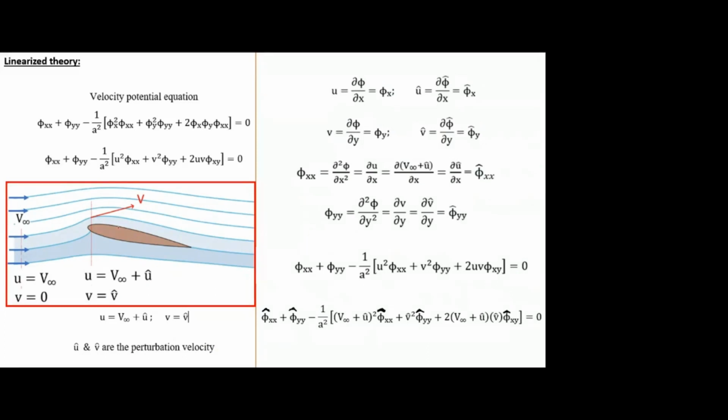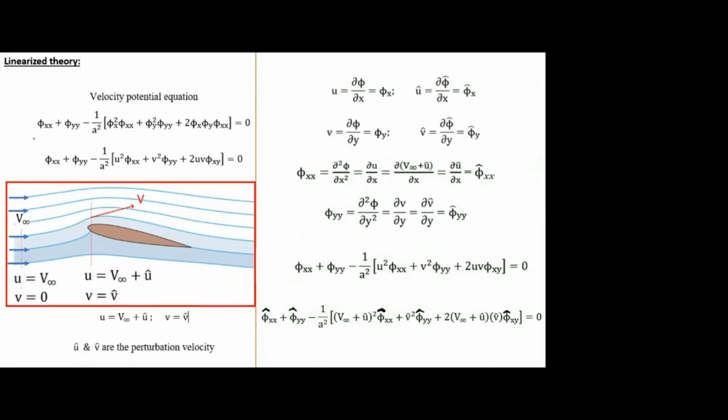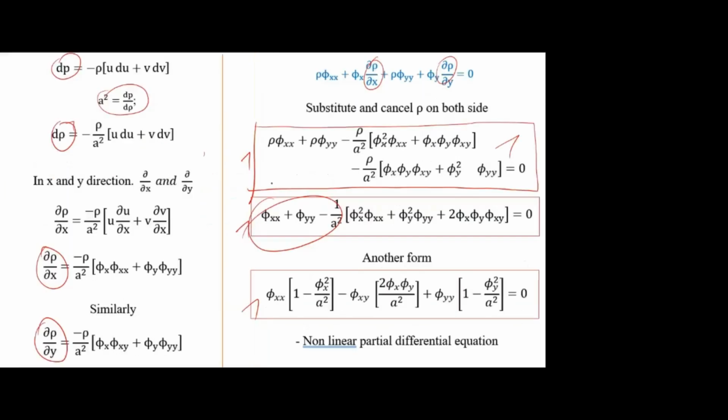I am assuming this object is very thin, like a flat plate, and the angle of attack is very small. This disturbance velocity is very small. That is my assumption. So thin object, small angle of attack. This creates very small disturbance to the flow field, so there is a very small u cap and v cap velocity. That is the assumption. Using this, we are going to simplify the nonlinear form. This is the nonlinear velocity potential equation we derived now. You can see here the same equation.